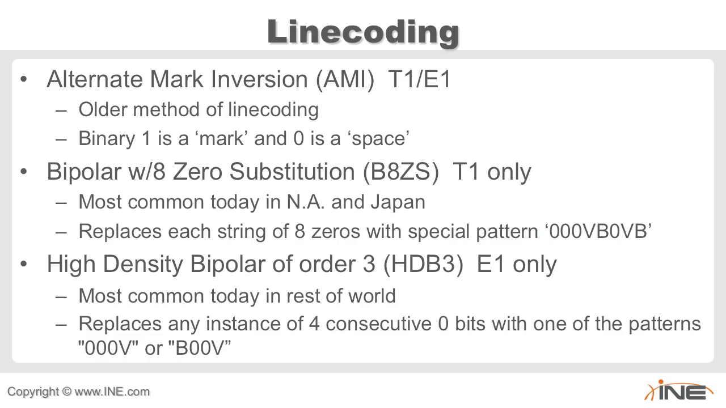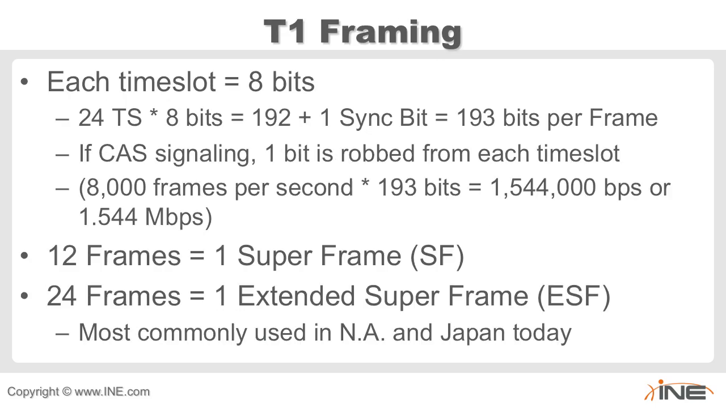Taking a look at T1 framing. This stuff is important, so you probably want to remember this. With T1 framing, each time slot is 8 bits. There's 24 time slots times 8 bits, which gives us 192 bits. And we have an additional sync bit, or synchronization bit, at the end. So this gives us 193 bits per frame. Now, if CAS signaling is used, channel associated signaling, then 1 bit is robbed from each time slot.